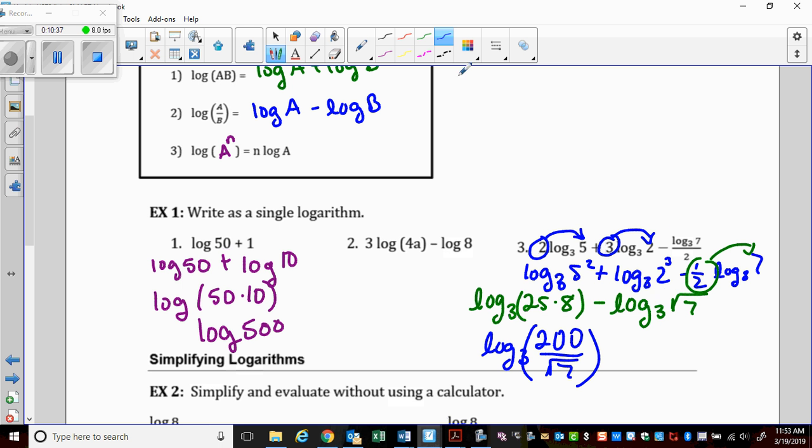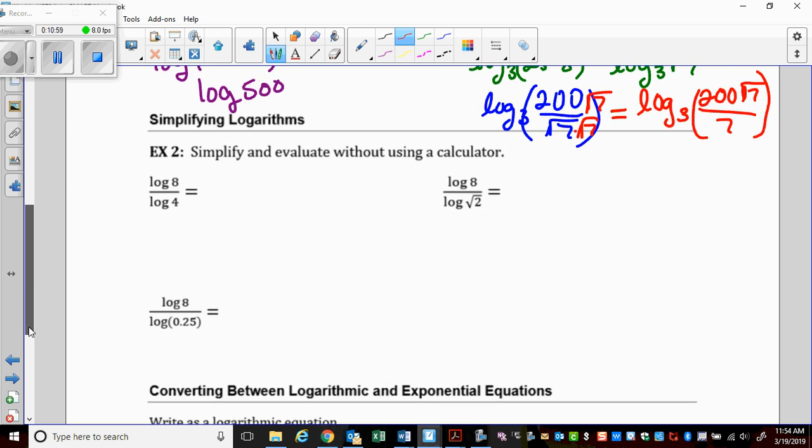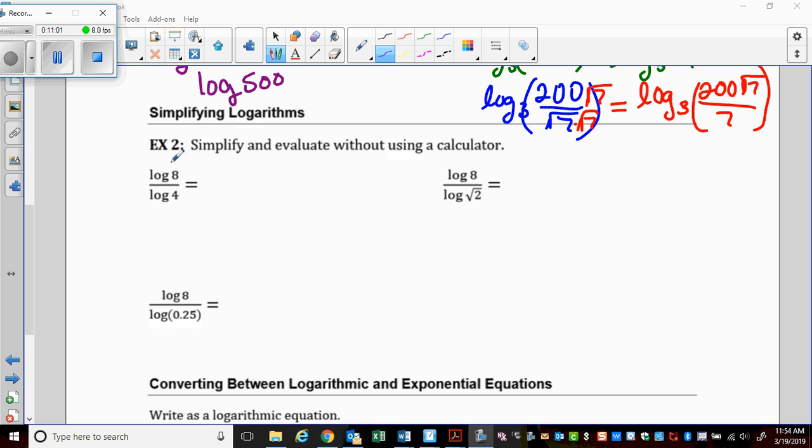And we can rationalize that denominator to get our final answer, which is going to be log base 3 of, multiply the top and the bottom by the square root of 7. This is going to be 200 square root of 7 divided by 7. And if you can simplify this, then we can do that. I'm going to try a couple of these.